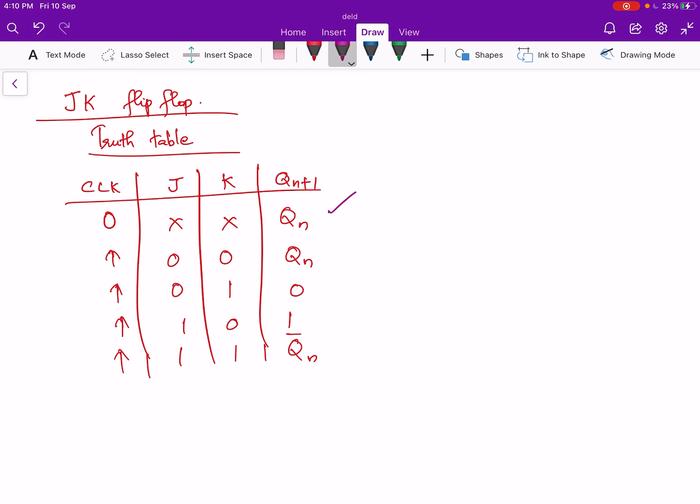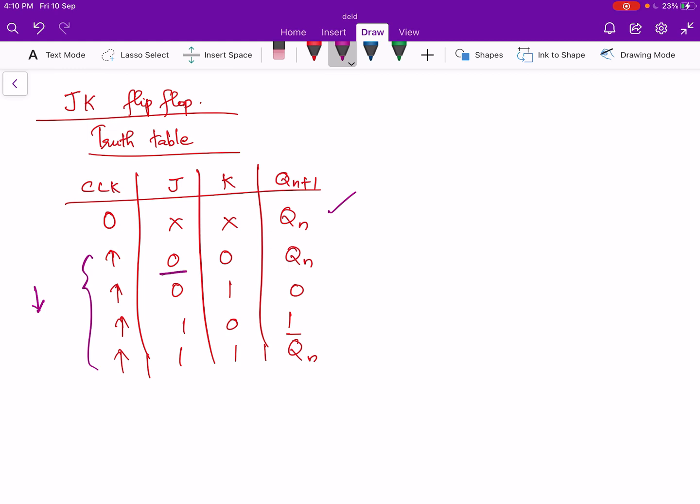And when a clock pulse is applied, then we'll consider the four cases, that is 0 0, 0 1, 1 0 and 1 1. Here we are considering a positive edge triggered clock, as the clock applied is positive edge triggered. So we have drawn like this. If it is a negative edge triggered clock, we can draw it like this.